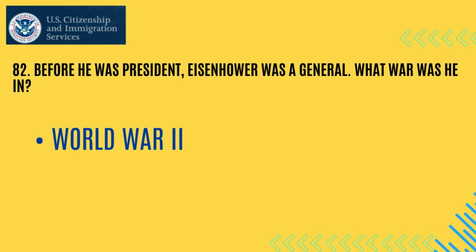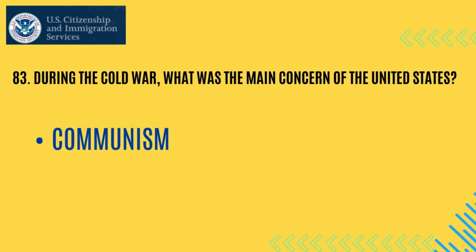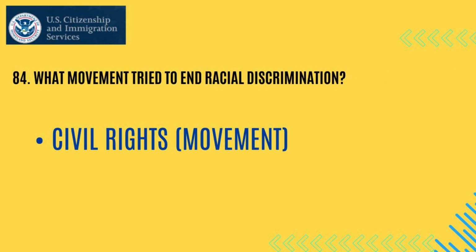82. Before he was president, Eisenhower was a general. What war was he in? World War II. 83. During the Cold War, what was the main concern of the United States? Communism. 84. What movement tried to end racial discrimination? Civil rights movement.